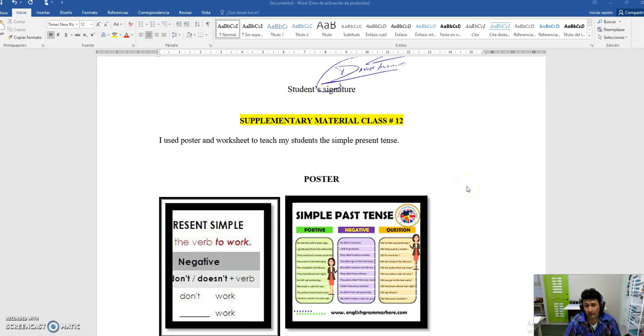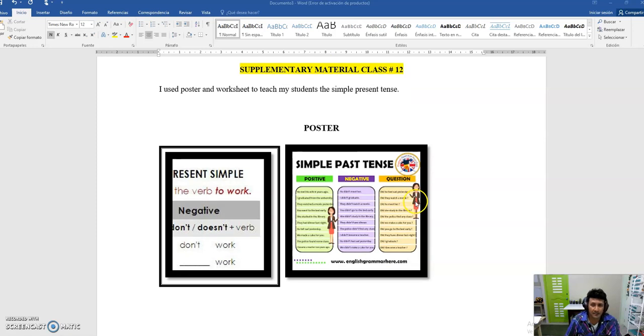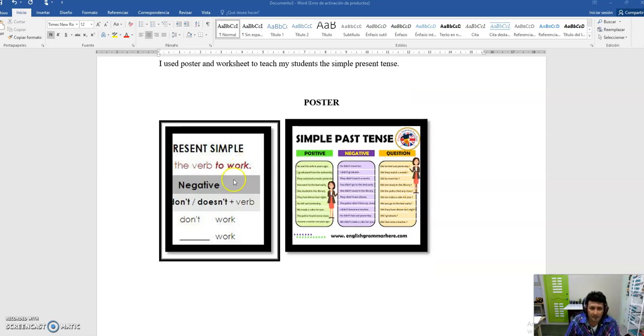But what supplementary materials do I use for this class number 12? I use a poster and a worksheet to teach my students about this simple present tense. The poster, as we can see here, is about the present simple. For example, we have the verb work in its negative form. For example, don't work, and we have to use don't or doesn't plus verb, as the auxiliary.